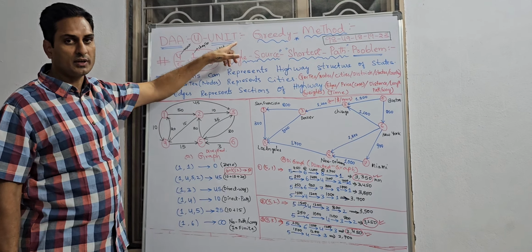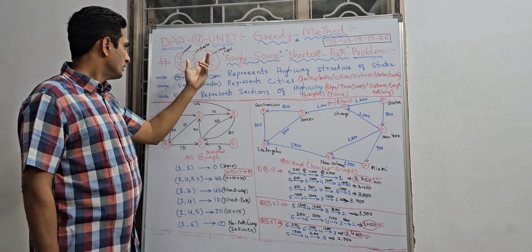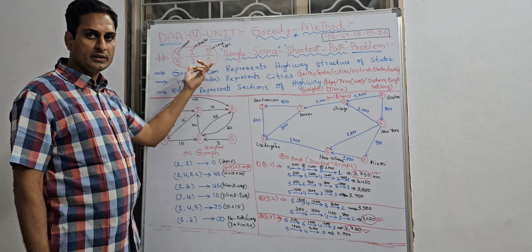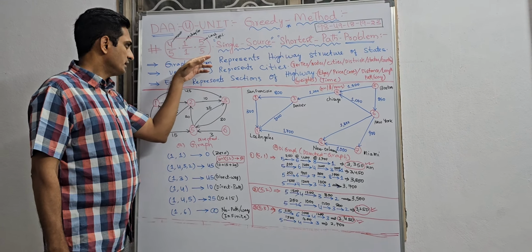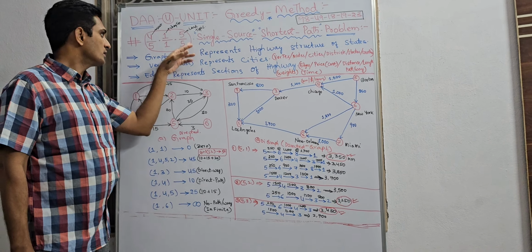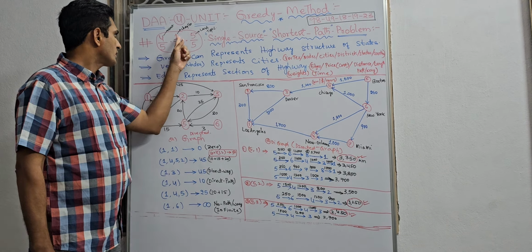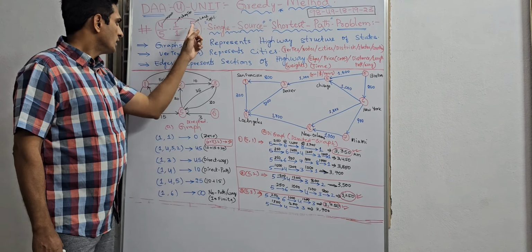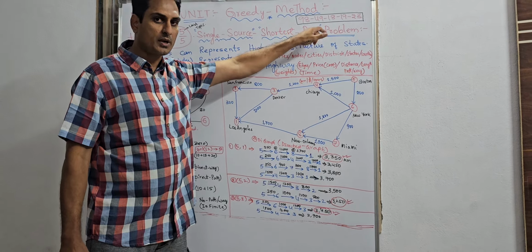This is the 4th unit. For their super seniors, this was the 3rd unit actually. Recently, for this semester and last semester, this was the 4th unit, first chapter, greedy method. The last topic is the single source shortest path problem.